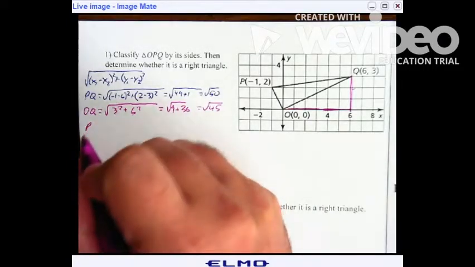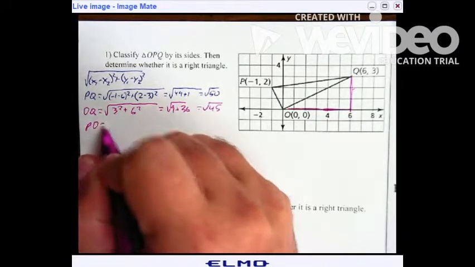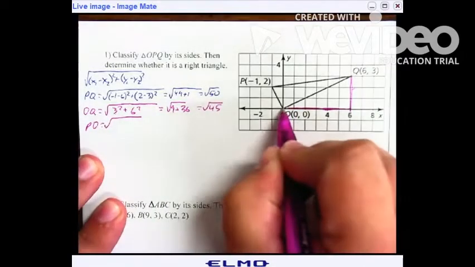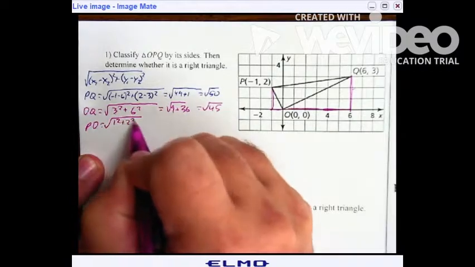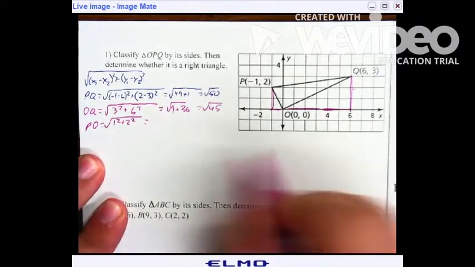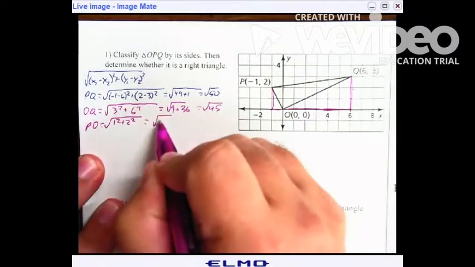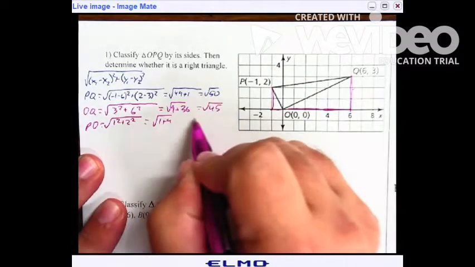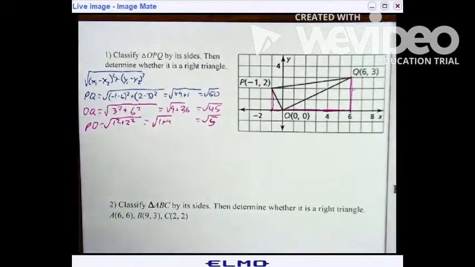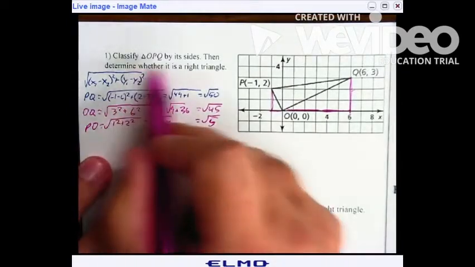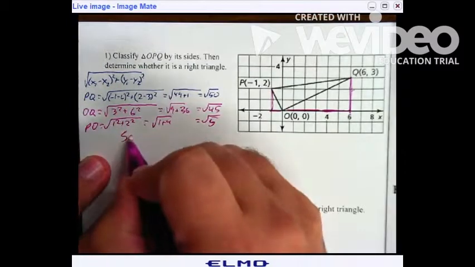So we have segment PO would be the square root of, let's see, we're going over 1 and up 2. So that'll be 1 squared plus 2 squared, which equals the square root of 1 plus 4, which is the square root of 5. So we see they are not the same. None of these are congruent, and so this is a scalene triangle. So we'll say that, scalene.